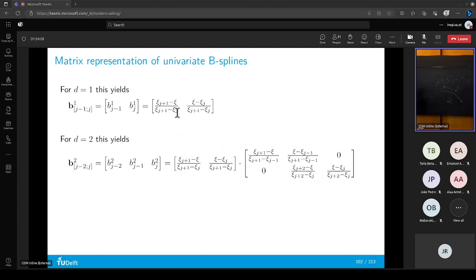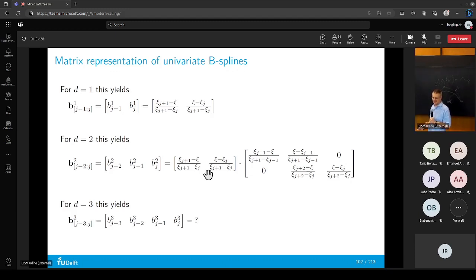For d is 2, quadratic, you can write down what it is. We need 3 basis functions which are active, which are non-zero. You can work it out, but you can also write it as the linear ones multiplied by a rectangular matrix. If you work this out, you see that's exactly what Cox de Boer would give you. Now, what is it for 3? First question. Exactly. And this other matrix has the same form.